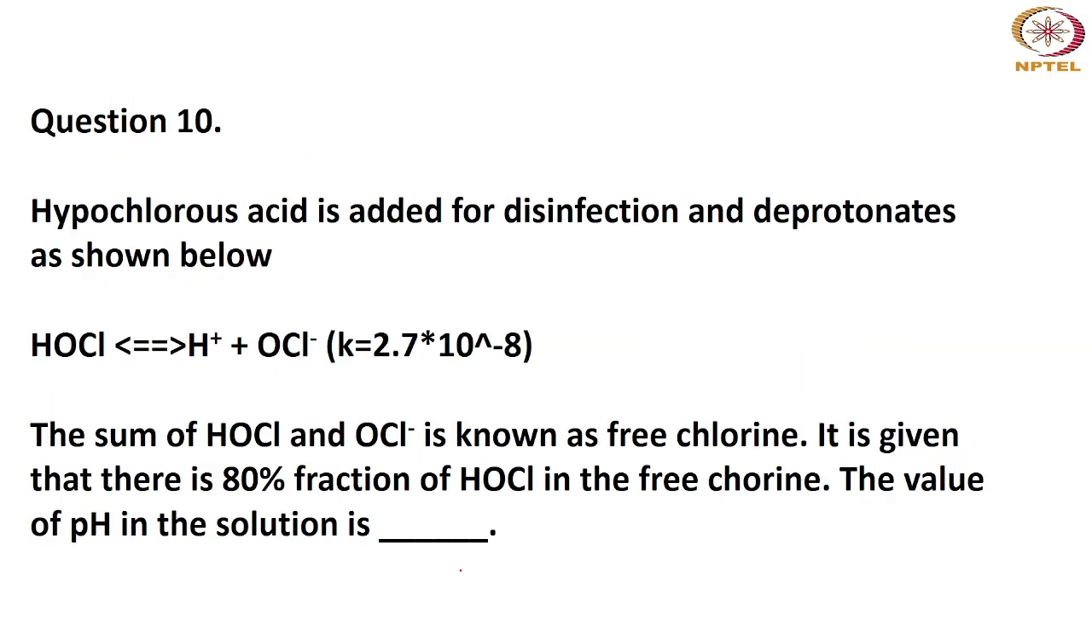So the next one is a numerical question. Hypochlorous acid is added for disinfection and deprotonates as shown below. I think all of you are aware of this. The K value is given. The sum of HOCl and OCl minus is known as free chlorine, right? And the 80% fraction of HOCl in the free chlorine is given. How much HOCl is present? What is the pH of the solution? You have to calculate.